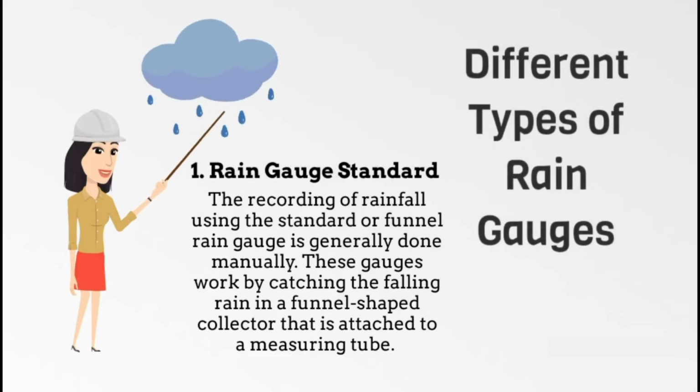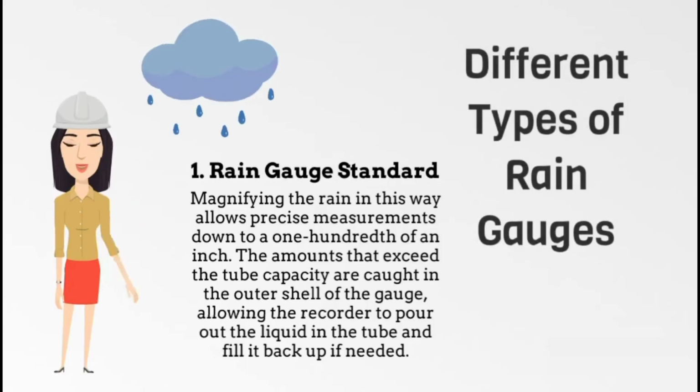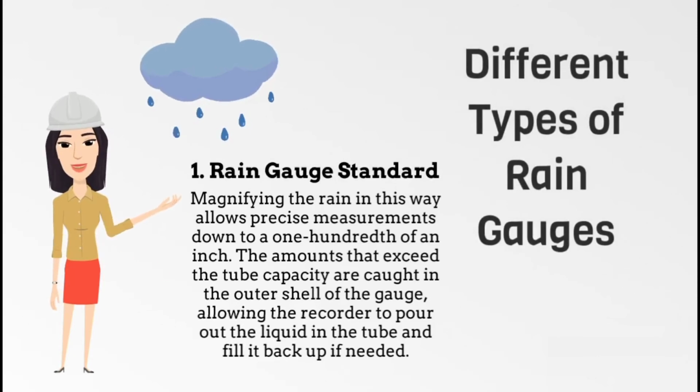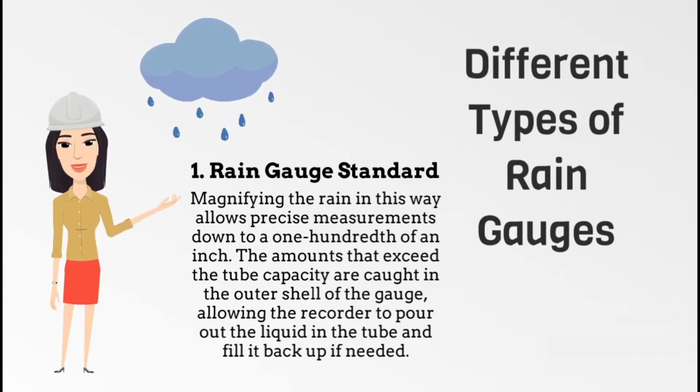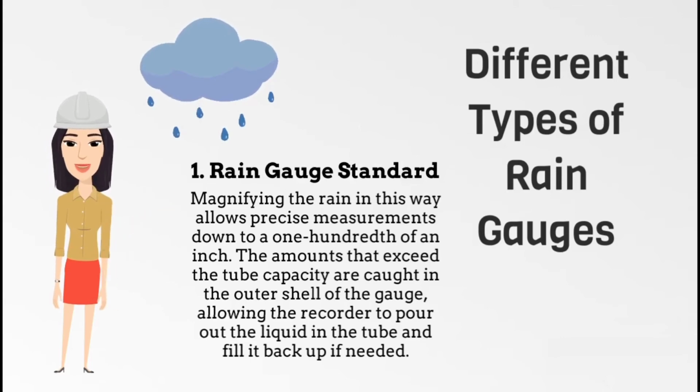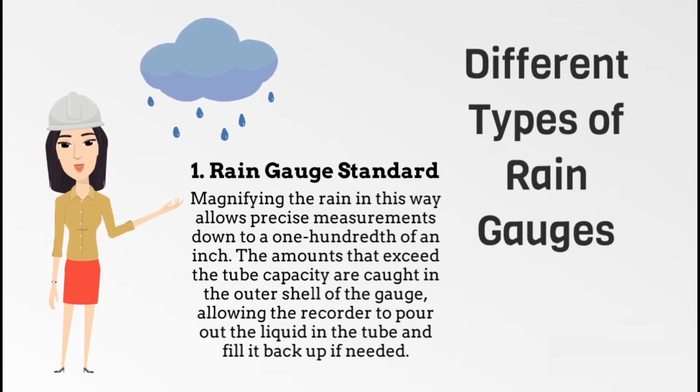Rain gauge standard. The recording of rainfall using the standard or funnel rain gauge is generally done manually. These gauges work by catching the falling rain in a funnel-shaped collector that is attached to a measuring tube. Magnifying the rain in this way allows precise measurements down to a 100th of an inch. The amounts that exceed the tube capacity are caught in the outer shell of the gauge, allowing the recorder to pour out the liquid in the tube and fill it back up if needed.